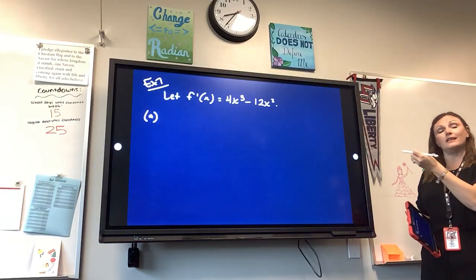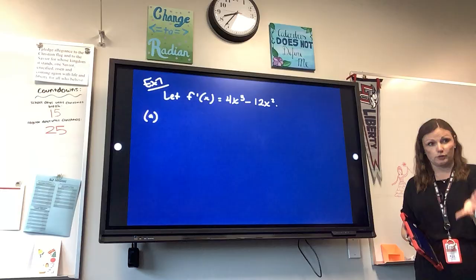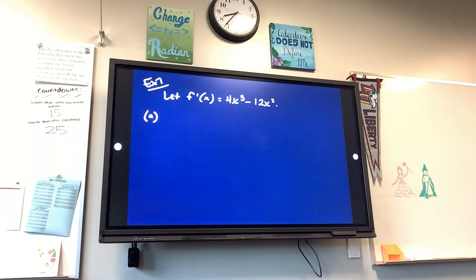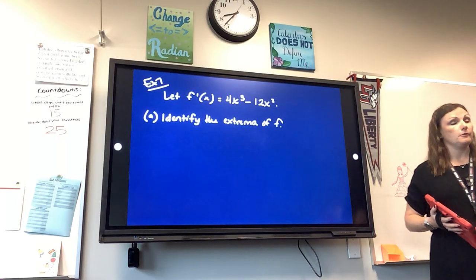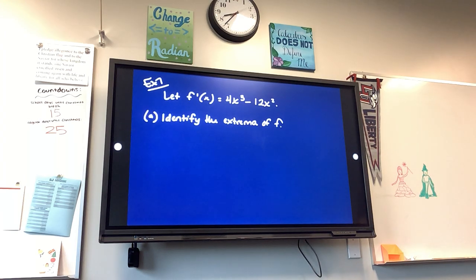So what are we given in this problem? Not the function, the first derivative. We're given the first derivative. So we need to have that in mind when we answer this question. Identify the extrema of f. But keeping in mind, we're given the first derivative. We're not given f. So how do I find, I'll go ahead and tell you because we're coming off a week of break, critical points is what we need to find.